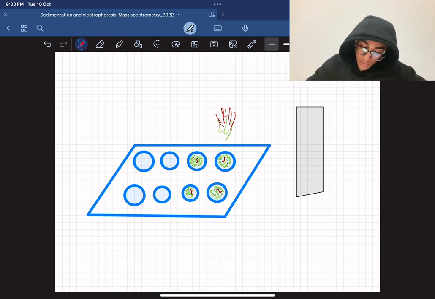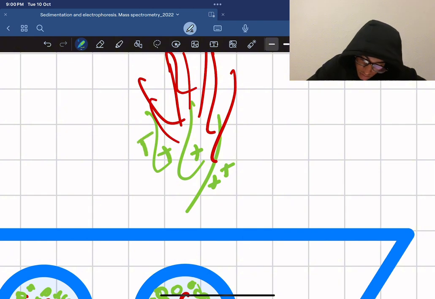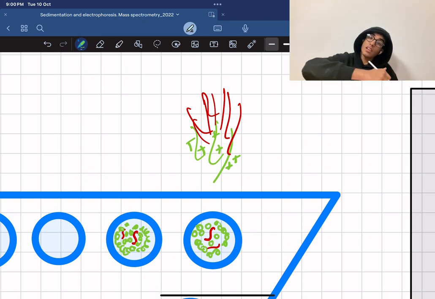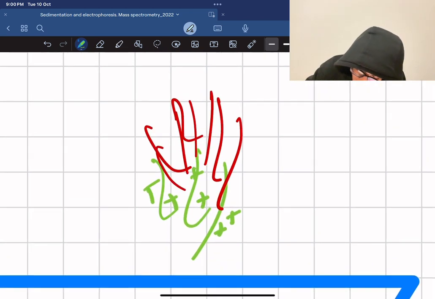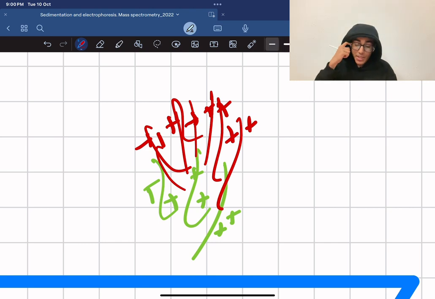And due to the laser, the matrix is also ionized. The matrix, the green part, has some sort of a charge, let's say plus, plus, plus. Because the matrix is ionized, this in turn ionizes the gaseous molecules of whatever you are trying to separate. So these become ions as well. That's amazing. That's what you want.